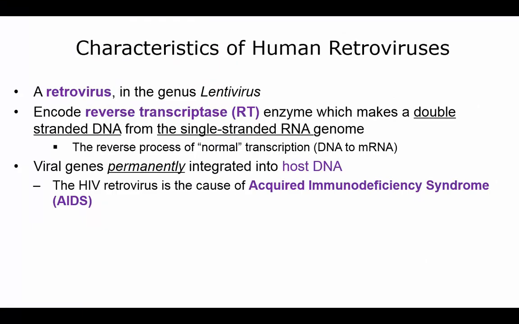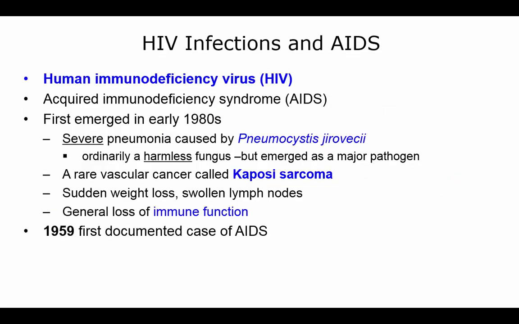Now, human retroviruses encode the reverse transcriptase enzyme, and it reverses normal transcription. Instead of DNA to RNA, a single-strand RNA makes a double-strand DNA, and these viral genes get permanently integrated into the host DNA. The HIV retrovirus is what causes AIDS, acquired immunodeficiency syndrome, and this first emerged in the 1980s.